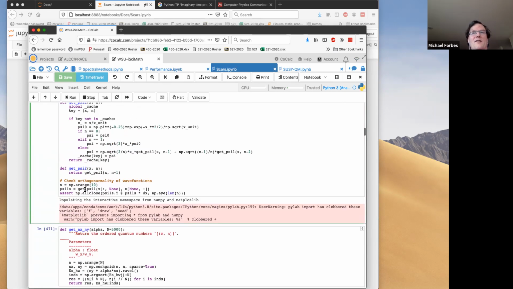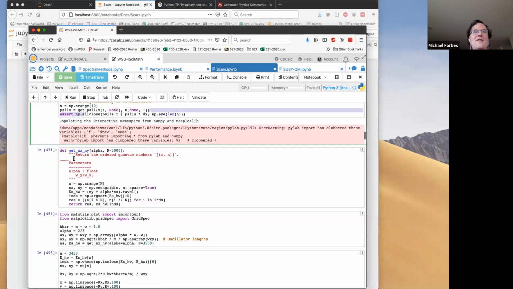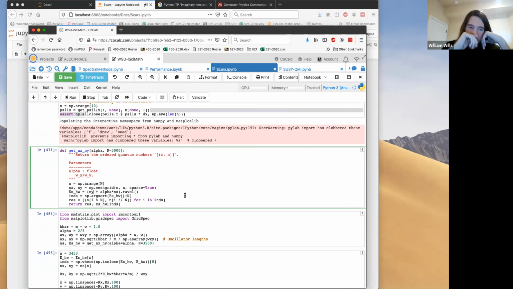Okay, and I do some checks to check that they're orthogonal and stuff like that. This is bad. You can implement this much better, but I just was in a hurry to get it done. So this computes the energies divided by h bar omega, for a bunch of n's and a bunch of y's for a given alpha. And then it just sorts them, and then it just returns all of the n's in order from lowest energy to highest energy. What does the ravel do?